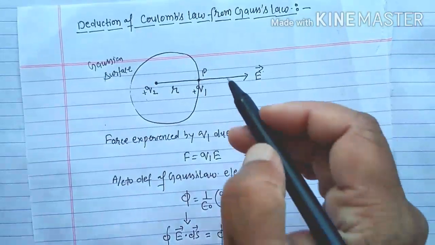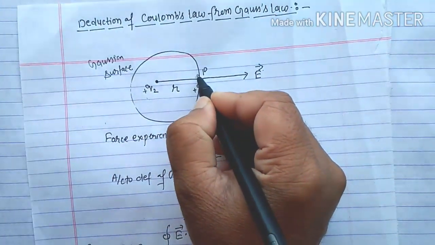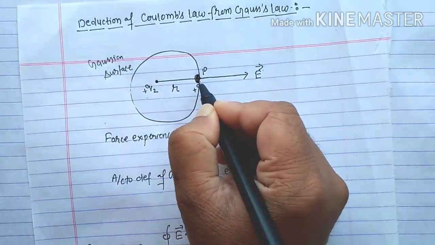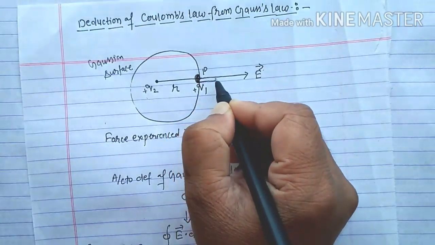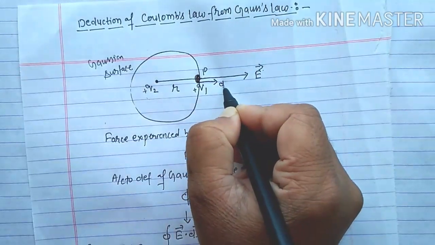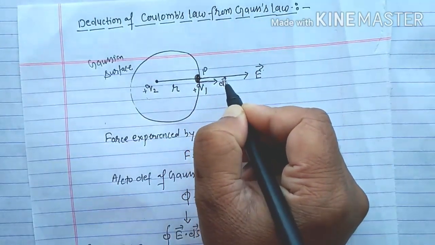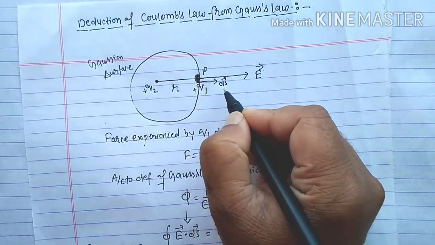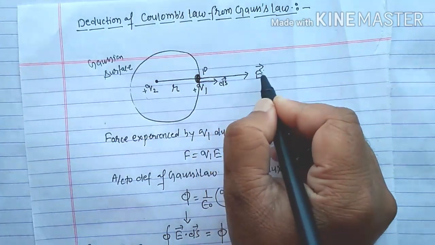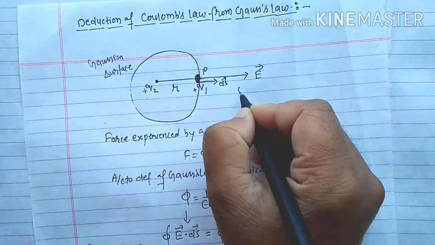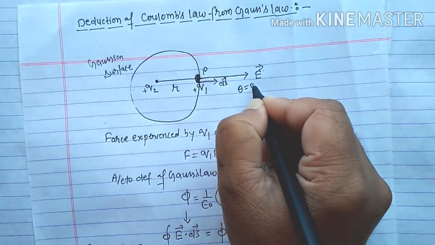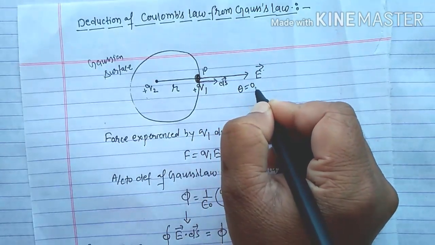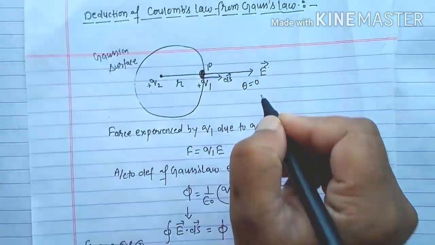So come to this diagram. Let's consider a small area element ds, and keep in mind this area element will be always perpendicular to the surface. So just look at this diagram. Electric field and area element both are acting in the same direction. So theta in this case will be 0, because area element and electric field both are acting in the same direction.